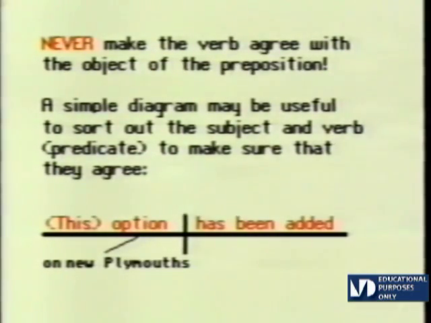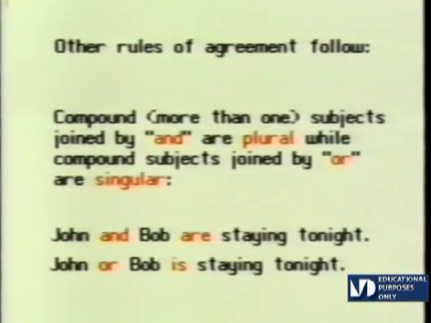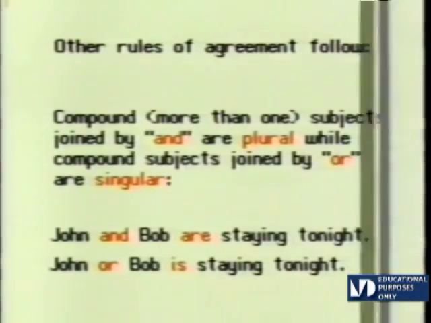A simple diagram may be useful to sort out the subject and verb, or predicate, to make sure that they agree. Other rules of agreement. Compound subjects, more than one, joined by "and" are plural, while compound subjects joined by "or" are singular. John and Bob are staying tonight. John or Bob is staying tonight.